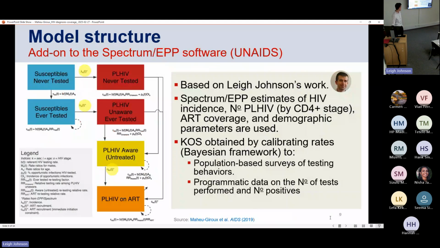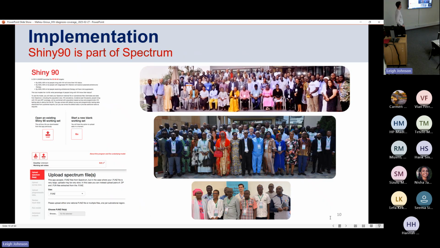So once we've developed it, of course, we validate it. I'm not going to show you the validation, but if you're interested, I've got more slides at the end that we can go through. But it's now been implemented in Spectrum, and each year or 2 years, there are workshops held. These are pictures from the West and Central Africa workshop for Francophone countries, where country teams come in with their data, and then they use Spectrum, they use the model that I described that we've called Shiny 90 to estimate the knowledge of status.